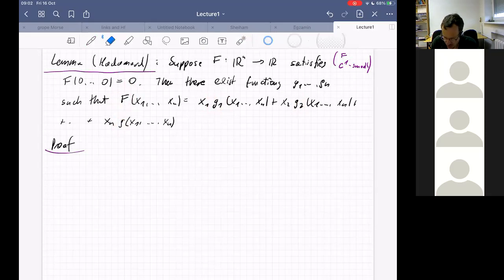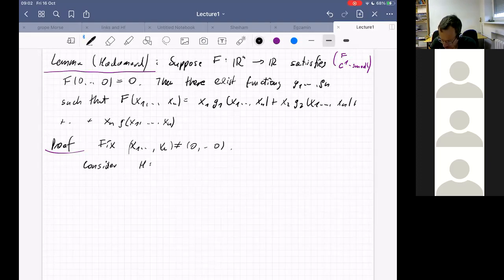Consider, fix x1, ..., xn not equal to 0, ..., 0. Consider h, a one variable function, that maps t to f of tx1, ..., txn. Okay. And then f of x1, ..., xn is equal to h of 1.